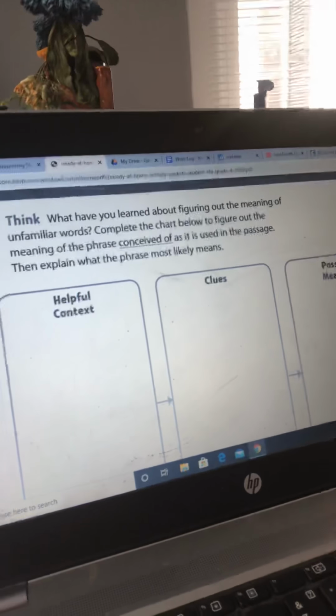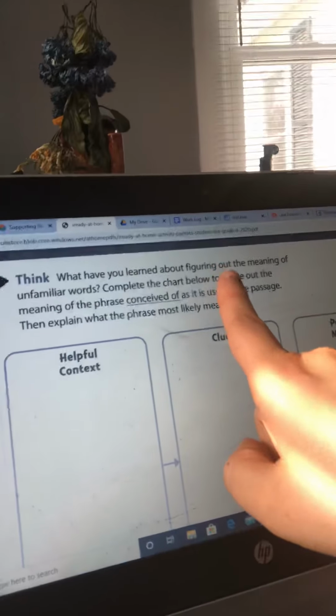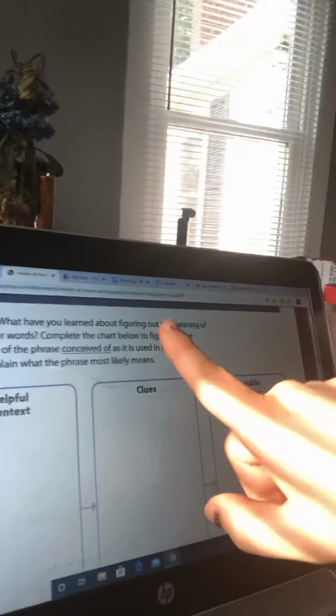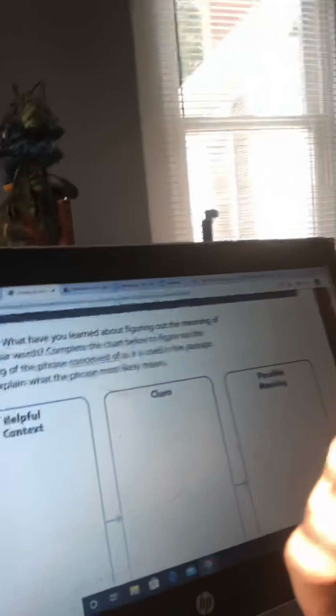All right. So let's go on to the chart and see if we can figure this out. Page 14. What have you learned about... Can you guys see the screen? Am I holding this right? I don't know. All right.